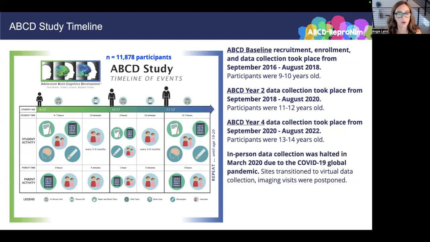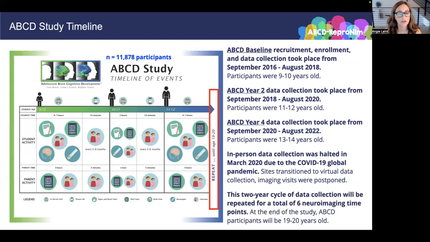I think it's important to note that in March 2020, all ABCD study in-person data collection was halted due to the COVID-19 global pandemic. Sites transitioned to virtual data collection and imaging visits were postponed. Throughout 2020 and 2021, there was a lot of variability in which sites resumed in-person data collection and when, and that did have an impact on the timing of data collection for this longitudinal study.